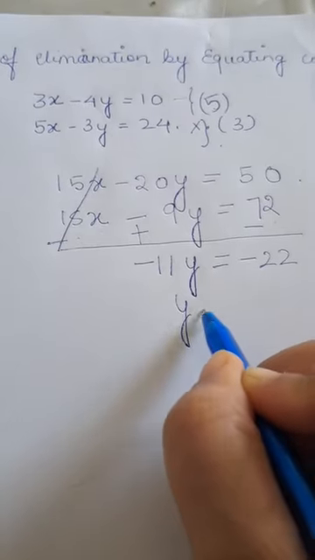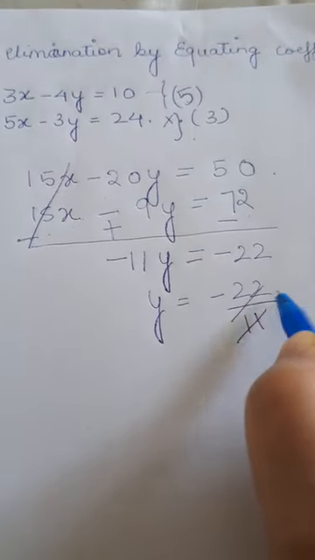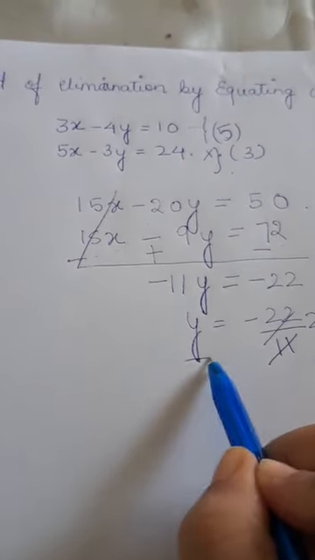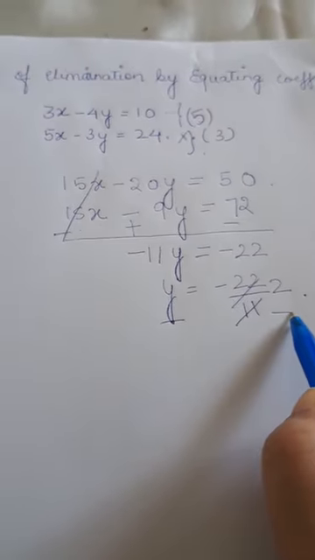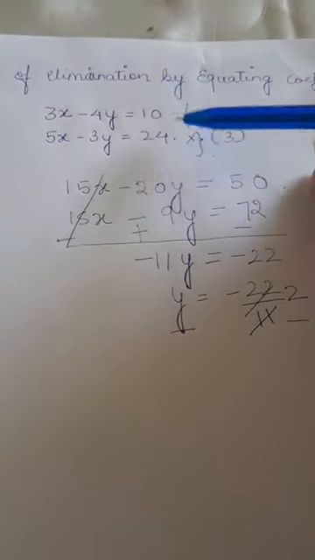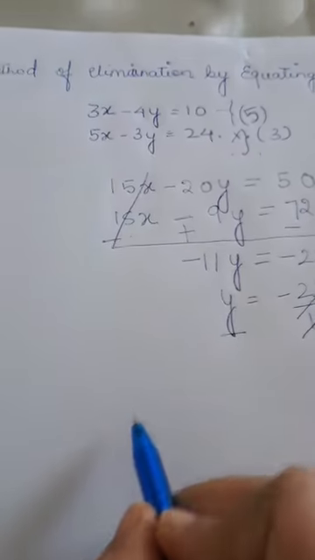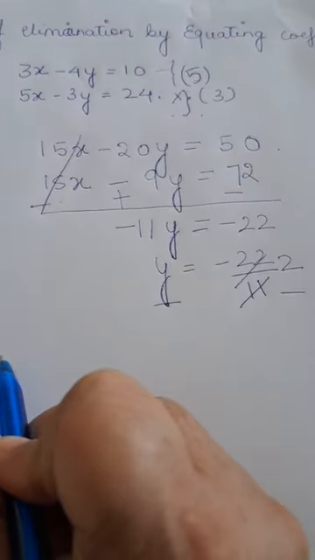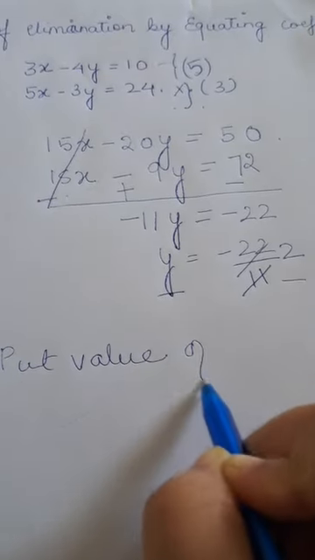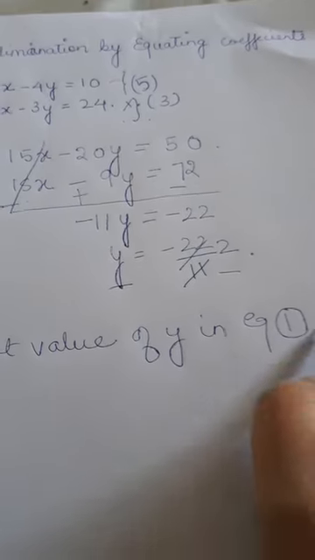Now y is equal to minus 22 by minus 11, that is y is equal to 2. Now the value of y turns out to be 2. We will put this 2, the value of y, in either of the two equations. Fine. So let's put the value of y in equation 1.